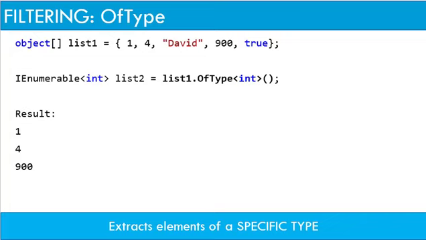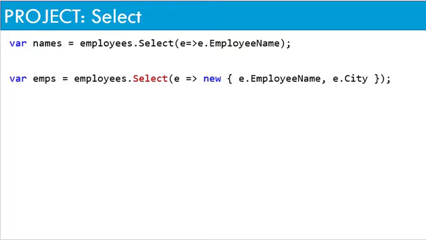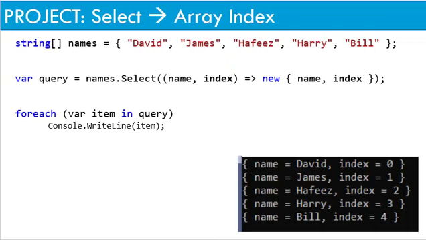Here is another example. The select operator is used to produce an object which contains less properties than the source object. And most often, this results to an anonymous type object. Here, only employee name and city are included in the output object. Please note, you can also access the index of the item in the source array. Here in this example, index is also passed as parameter to the lambda expression, and then it is included in the result object.